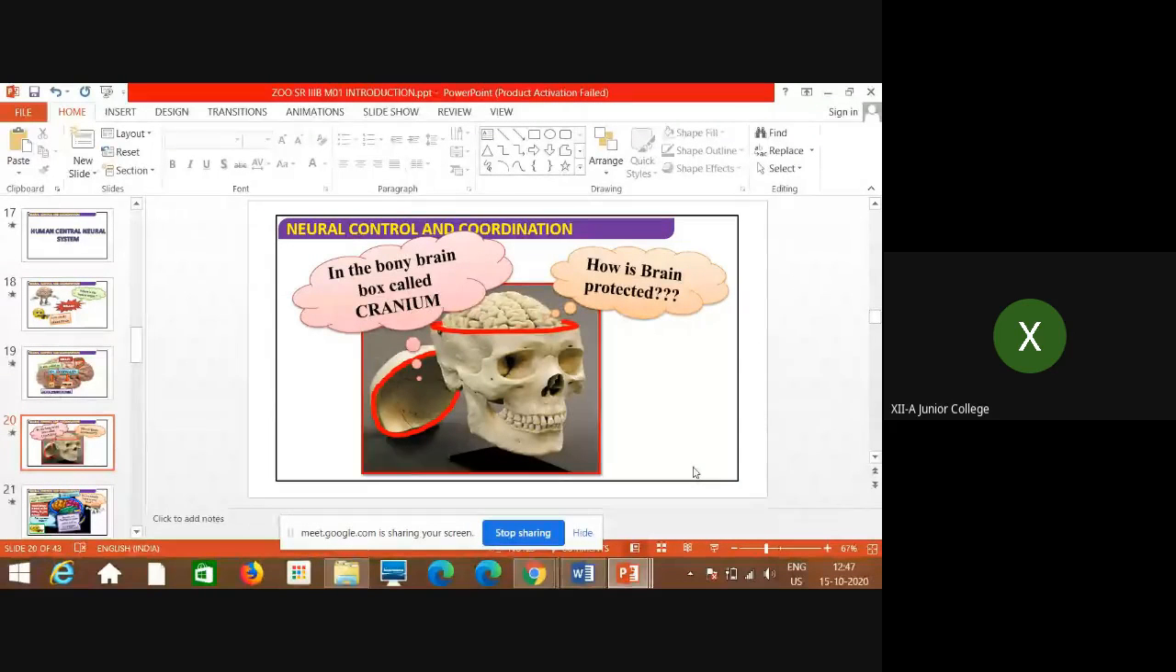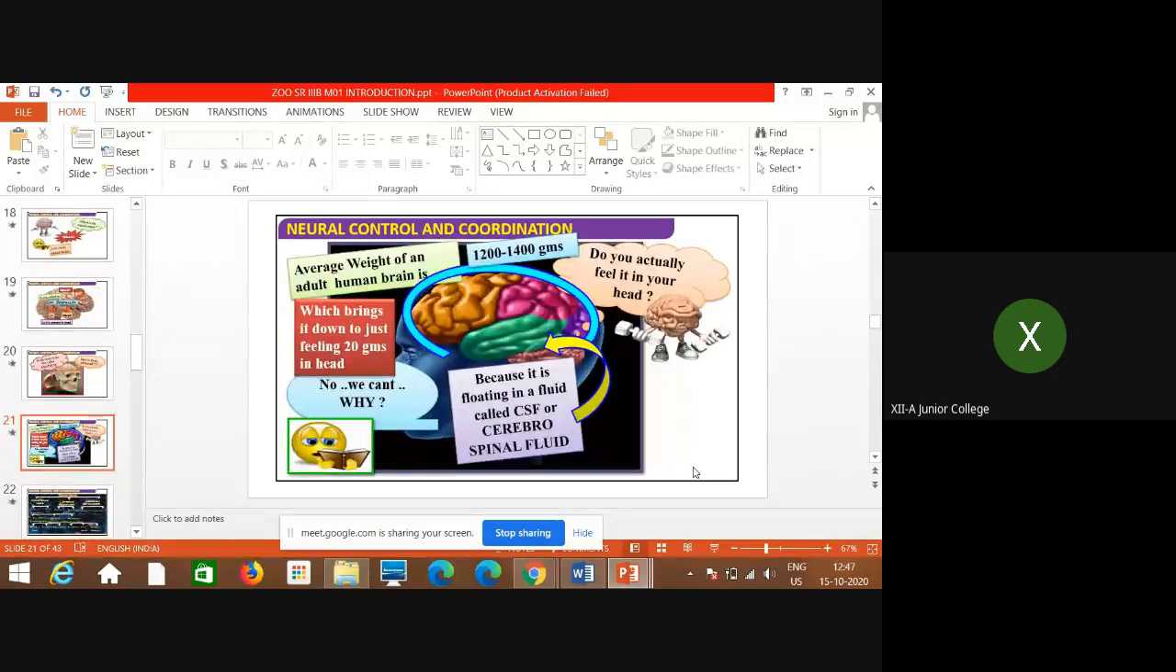See, the brain is protected, covered by a box that is called the cranium. So if you remember the word craniata, that means all organisms which have this cranium, the brain box, are included under craniata. Cranium is nothing but the bony brain box. So in this way it is protected.